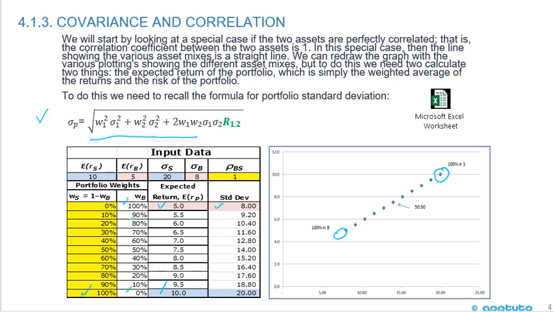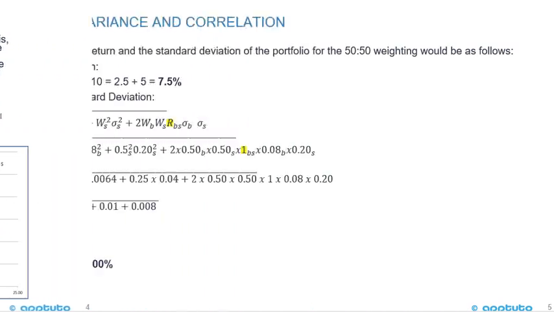Now, as I reduce the weighting in the bond by 10% and increase it in the stock, then of course the expected return is just the weighted average, and for the standard deviation, we use our formula. So as I reduce the weightings in the bond and increase the weightings in the stock to 100%, we have a straight line if the correlation is 1.